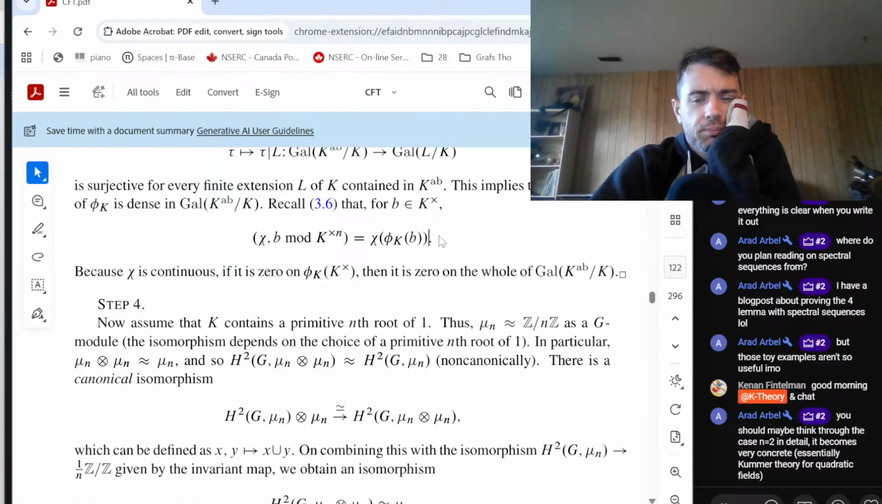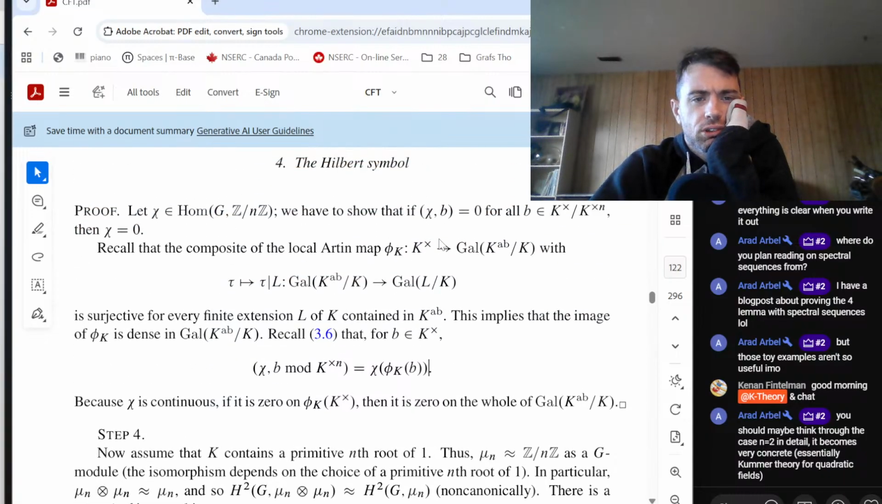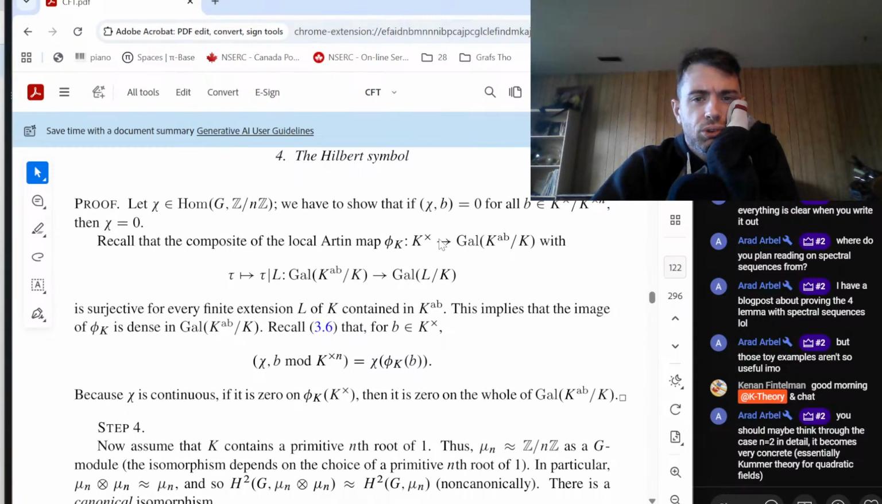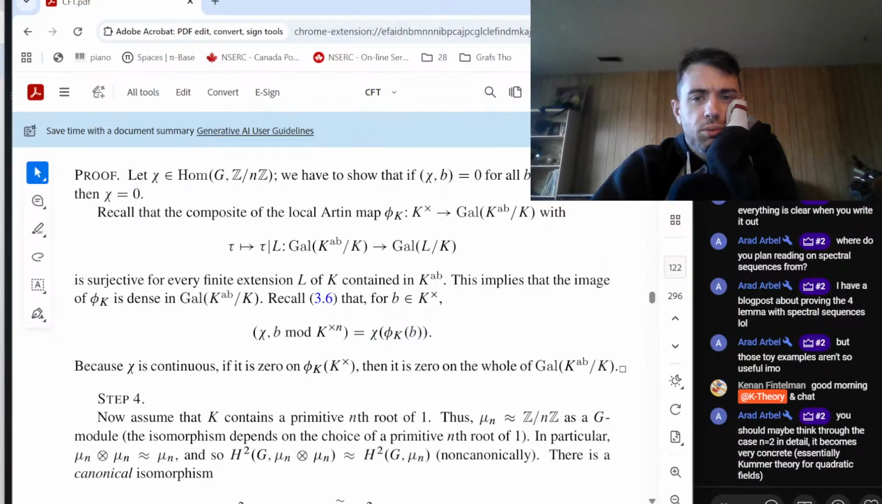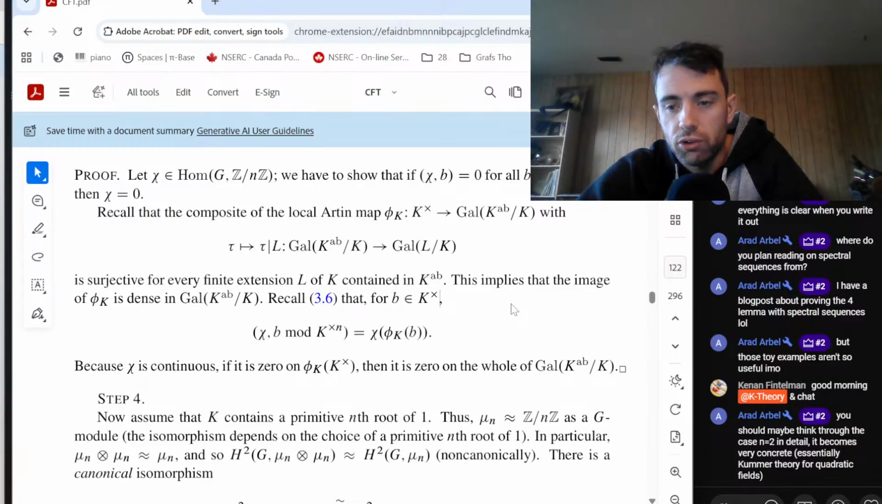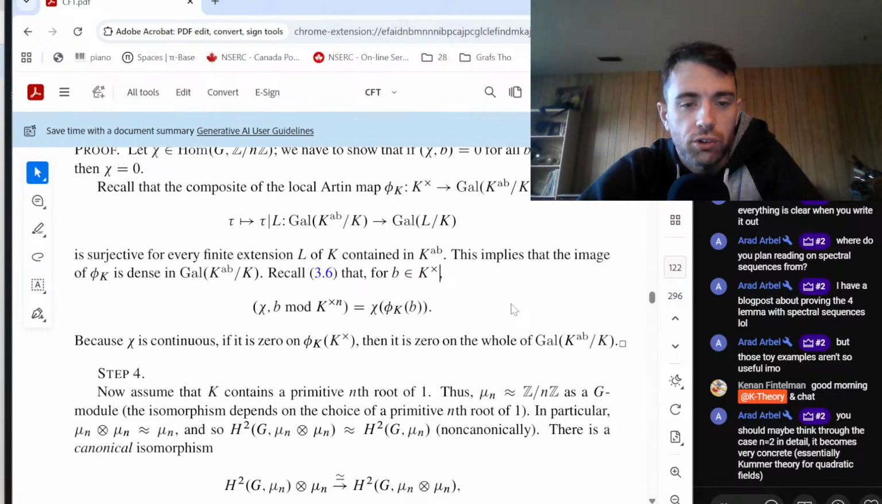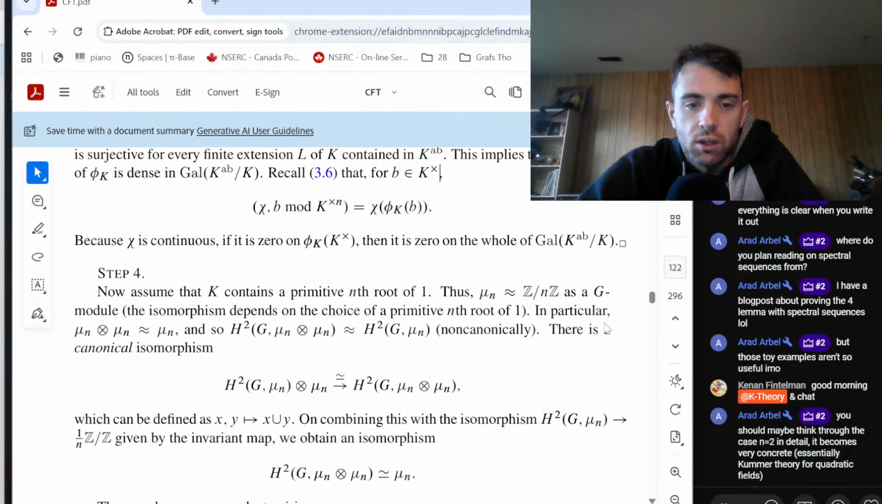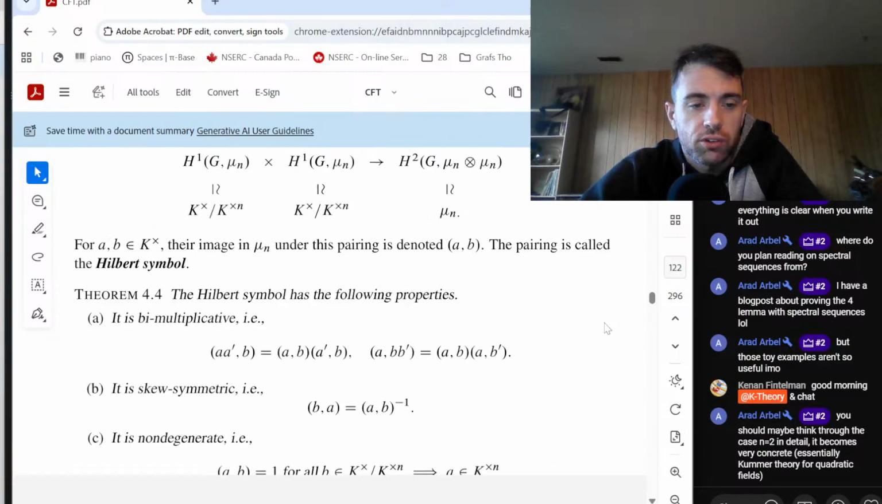Wait, are we assuming... we're trying to show... We're assuming that this is 0 for all b in here. Right. Oh, but this, okay, this formula forces chi to be 0, and so it's 0 on this dense subset, so it's 0 everywhere by a continuity argument. Okay. Whew. Okay, we're almost through this.